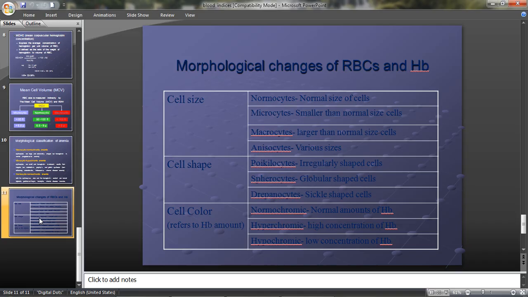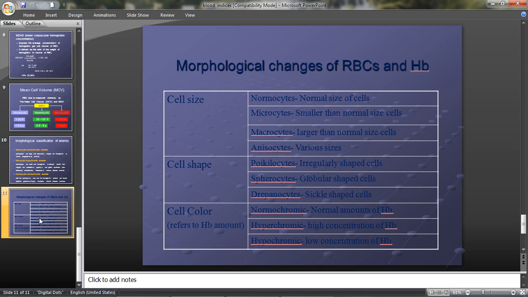Now here I would like to guide you to try to find out these changes in the RBC by looking into the textbooks: what does a normocyte look like, what is a poikilocyte, what would be hyperchromasia, and the related examples.